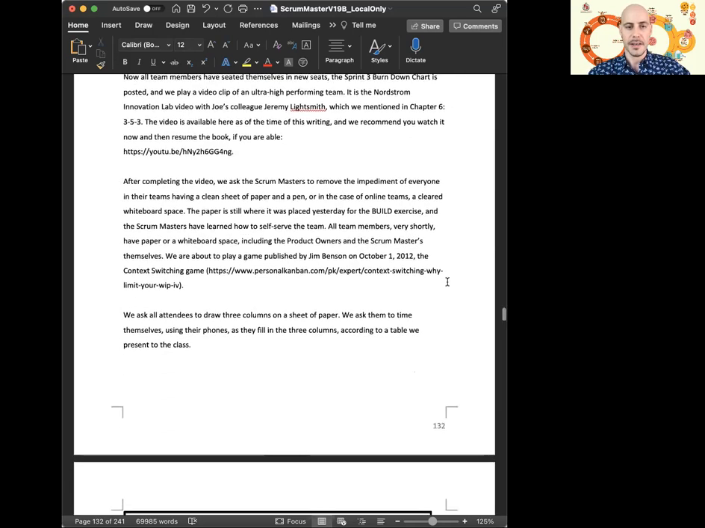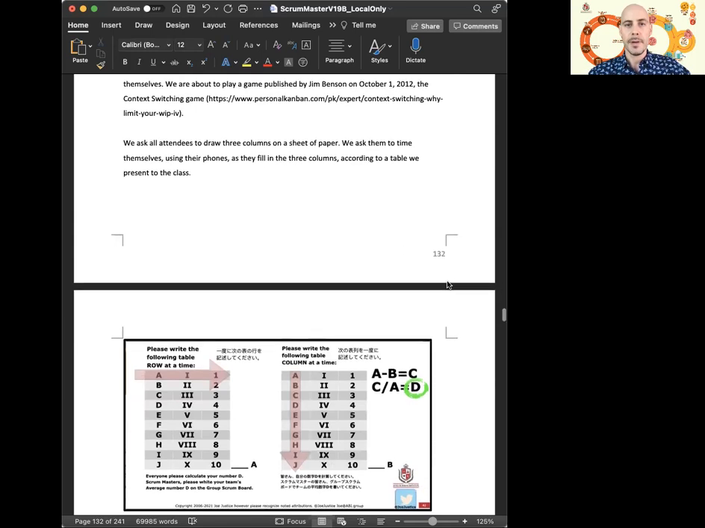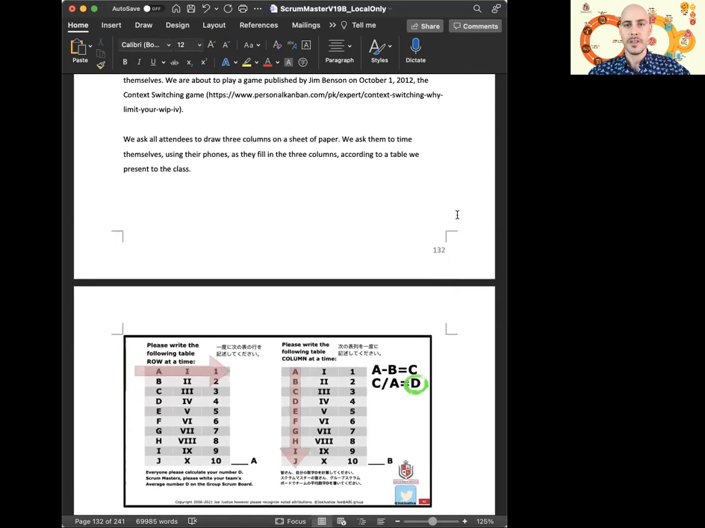We are about to play a game published by Jim Benson on October 1st, 2012, the context switching game. And I have a link to it cited in 2012. Jim then cited an earlier source, which I don't have in this book yet. Hopefully future versions of this book can give credit to the even earlier version of the context switching loss game done this way in a 3-column A-B format.